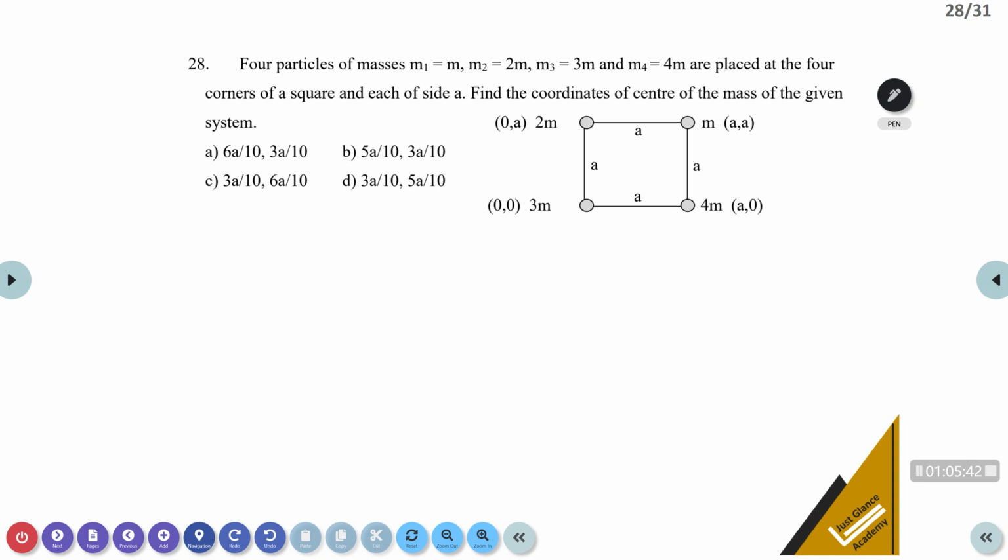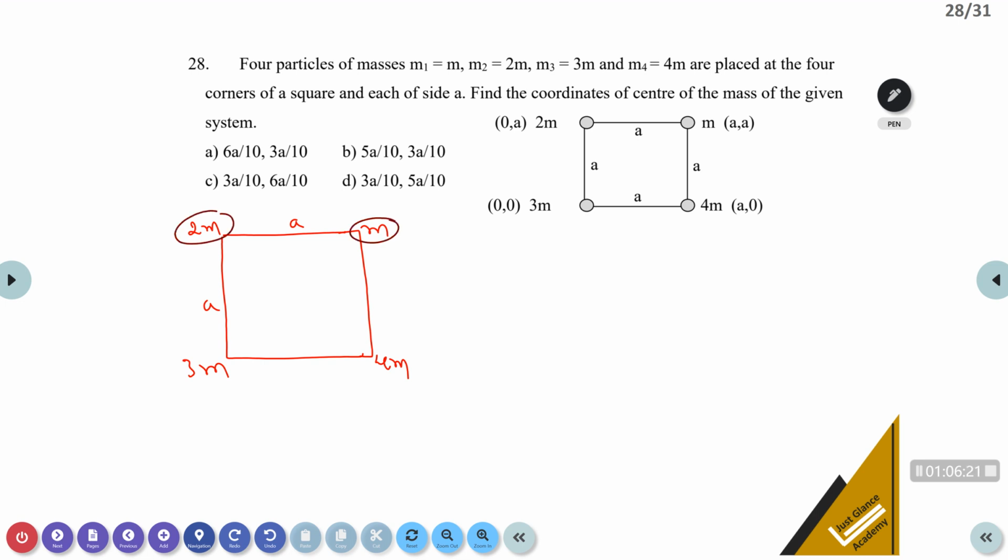4 particles of mass M, 2M, 3M and 4M are placed at the 4 corners of a square of side A. Now I will tell you the easiest method. This is M, this is 2M, this is 3M, this is 4M, or you can consider them as 1 kilogram, 2 kilogram, 3 kilogram and 4 kilogram. Consider this side is A, this side is A. I will tell you one easiest method.